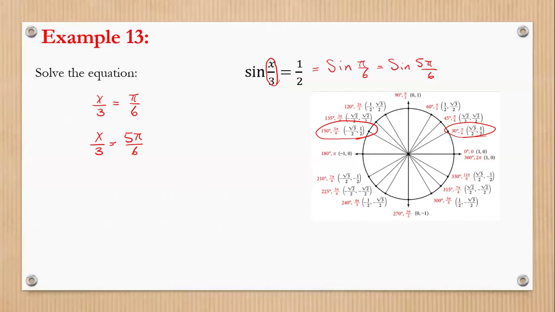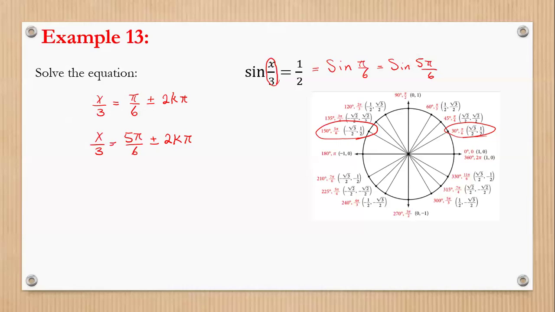And since the function is sine and the period of sine and cosine is 2 pi, I need to add or subtract each of them by 2k pi or 2n pi. It doesn't matter if you use k or n or any other letter. So my angle must be equal to pi over 6 plus or minus 2k pi, or must be equal to 5 pi over 6 plus or minus 2k pi. But I need just x, not x over 3. X over 3 is the angle for that equation, but solving an equation means just finding x.